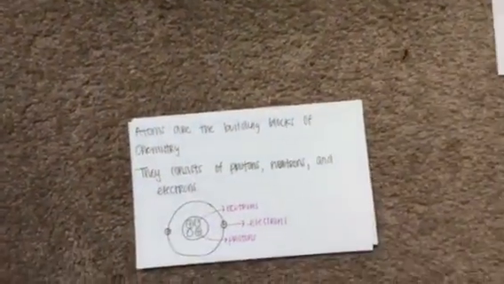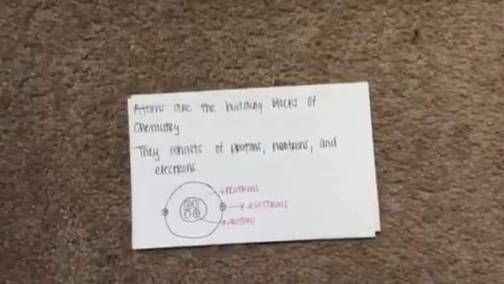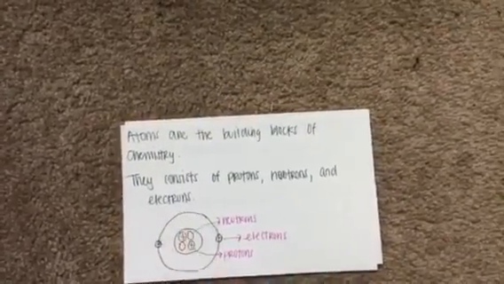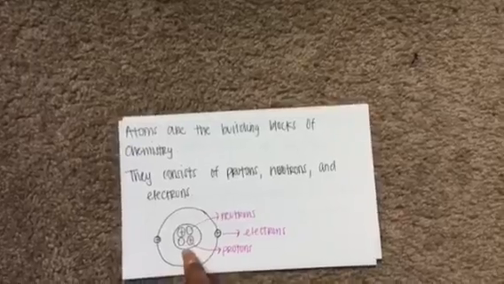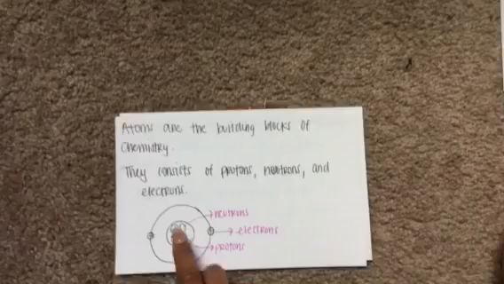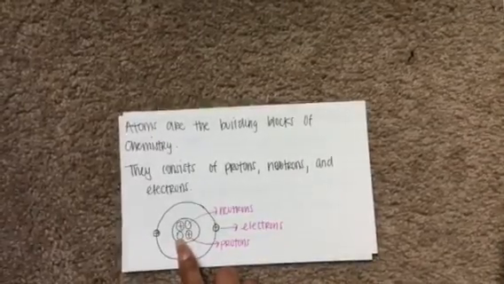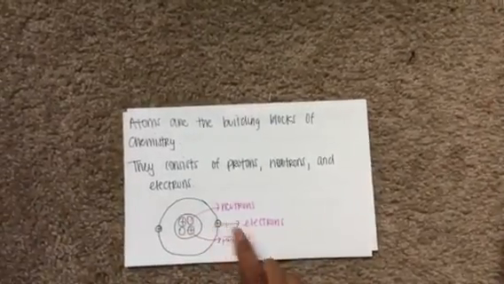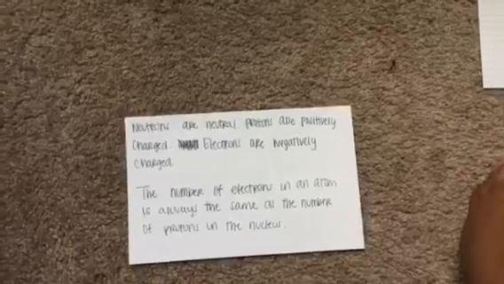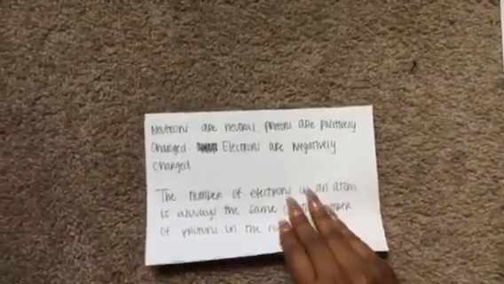First, atoms are the building blocks of chemistry. They consist of protons, neutrons, and electrons. Here I draw a picture where the electron shell is outside of the nucleus, and the nucleus contains protons and neutrons. The protons are positively charged, the neutrons are neutral, and then you have the electrons on the outer shells, which are negatively charged. The number of electrons in an atom is always the same as the number of protons in the nucleus.